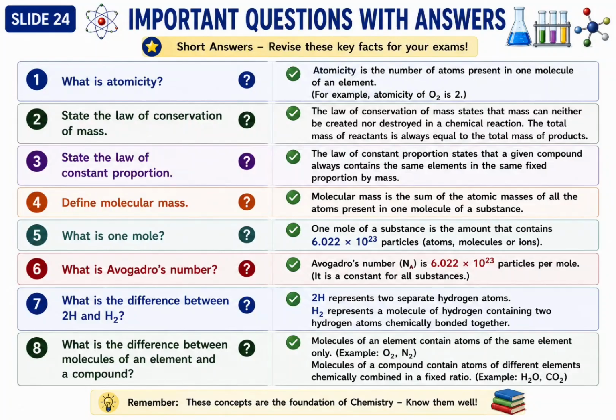And here is the very important one. What's the difference between 2H and H2? 2H means 2 hydrogen atoms. H2 means 1 hydrogen molecule contains 2 hydrogen atoms. So always look carefully at the coefficient and subscript.